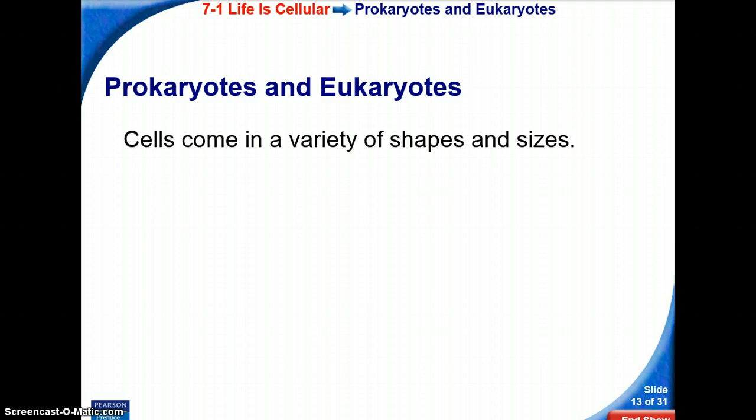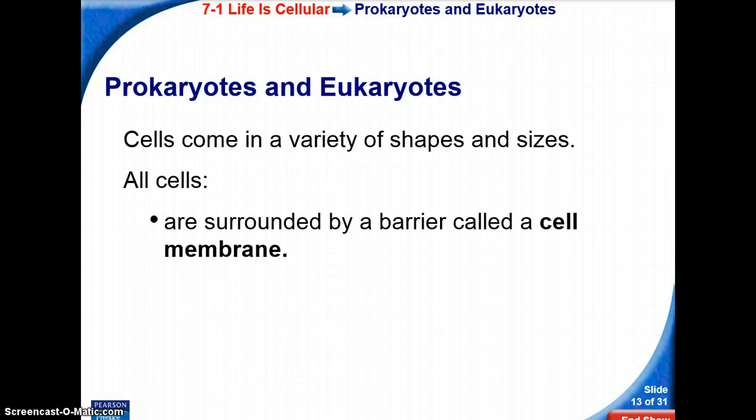Now there's two different kinds of cells that are out there. We already know that there's plant cells and animal cells, but they actually come in a variety of shapes and sizes. They do not all look the same. However, all cells are surrounded by a barrier called a cell membrane. And at some point, they do contain DNA.